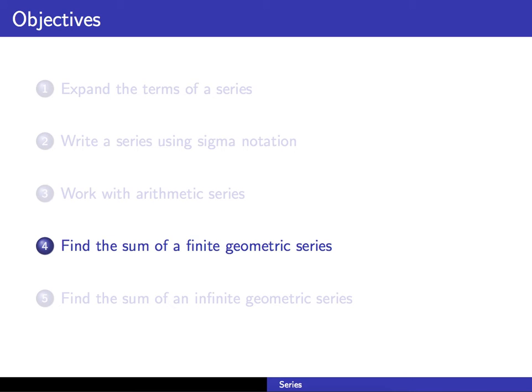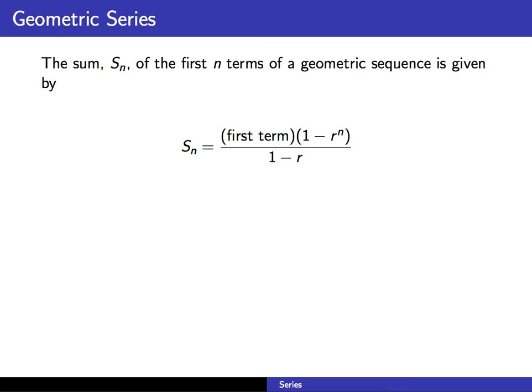Alright, in this video we're going to look at finding the sum of a finite geometric series. Finite means it doesn't go on forever. So we're just going to dive right into it here. How we come up with this formula is a little bit similar to how we came up with the arithmetic series one.